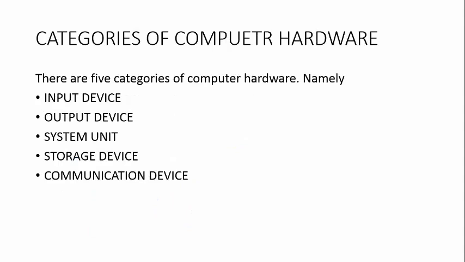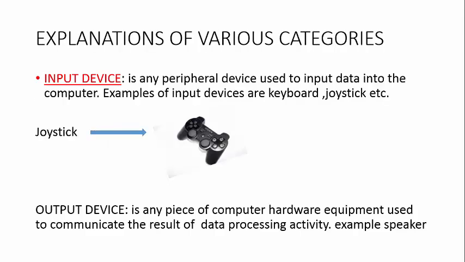Now, aside from the forms of computer hardware, we also have categories of computer hardware. And these categories are: one, the input device; two, the output device; three, the system unit; four, the storage device; and five, the communication device. Let's take each one and explain.